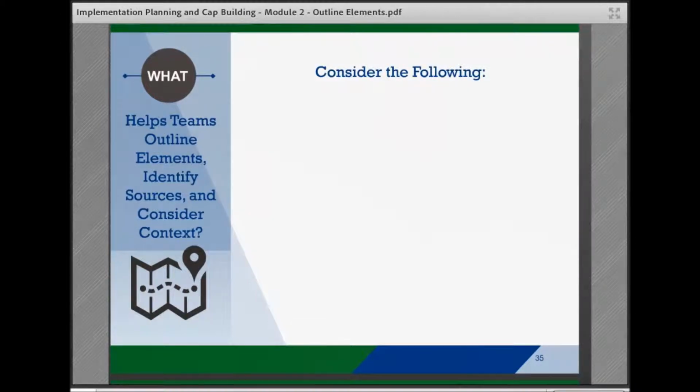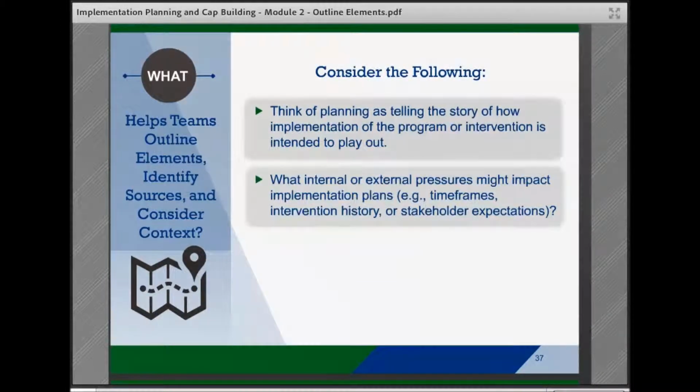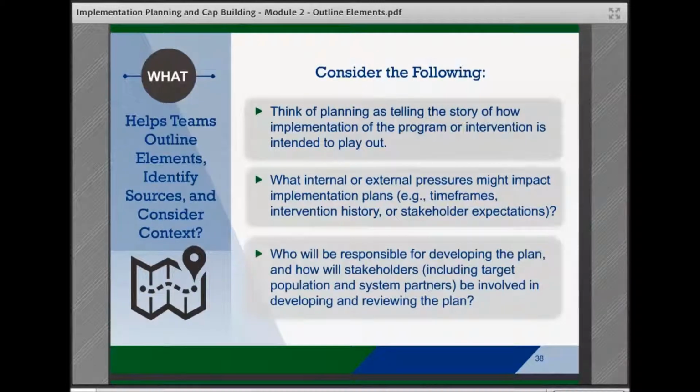Teams should consider the following as they outline the elements, identify sources, and consider context. Think about planning as telling the story of how implementation of a selected program is intended to play out. Consider what internal and external pressures may affect implementation plans and how the team might address them, for example, timeframes, intervention history, and stakeholder expectations. And consider who will be responsible for developing the plan and how stakeholder groups will be involved in the development and review of the plan. It is important to include members of the target population as well as system partners in this process.